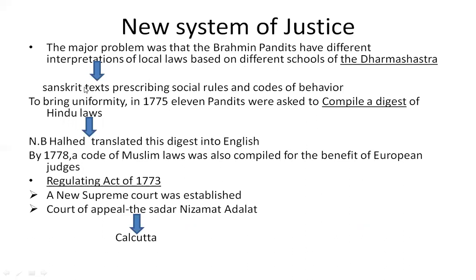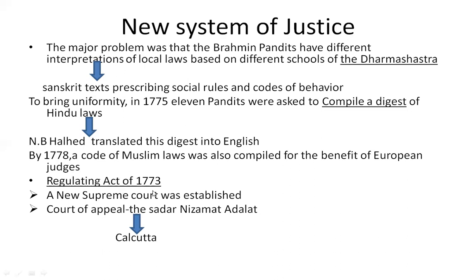So to bring uniformity, in 1775, 11 Pandits were asked to compile a digest of Hindu laws. They compiled the digest of Hindu laws, and N.B. Halhed translated this digest into English. By 1778, a code of Muslim laws was also compiled for the benefit of European judges. So this is how they were slowly changing the systems.